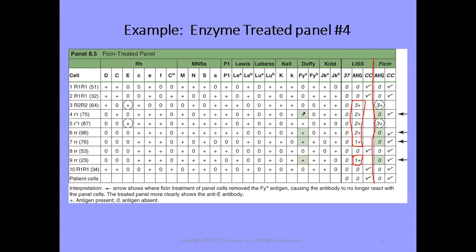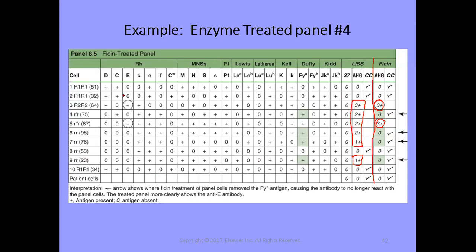This is kind of what I did with you already on the previous panel. To figure out if there definitely were two different antibodies here, they repeated the panel using the ficin-treated cells, the enzyme-treated cells. When you look at the AHG column, we see some reactions stayed and others were lost. So this was lost, this reaction stayed, these next two were lost, as was cell number 9. And so really the only reactions remaining are these two.